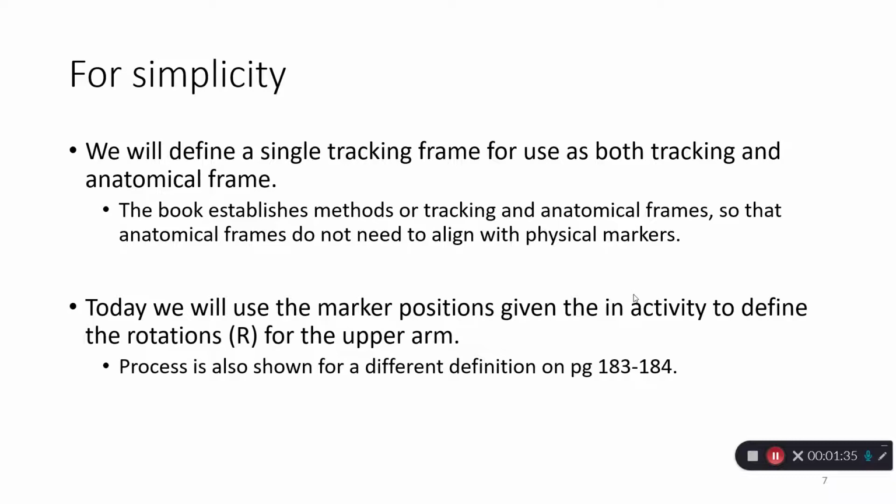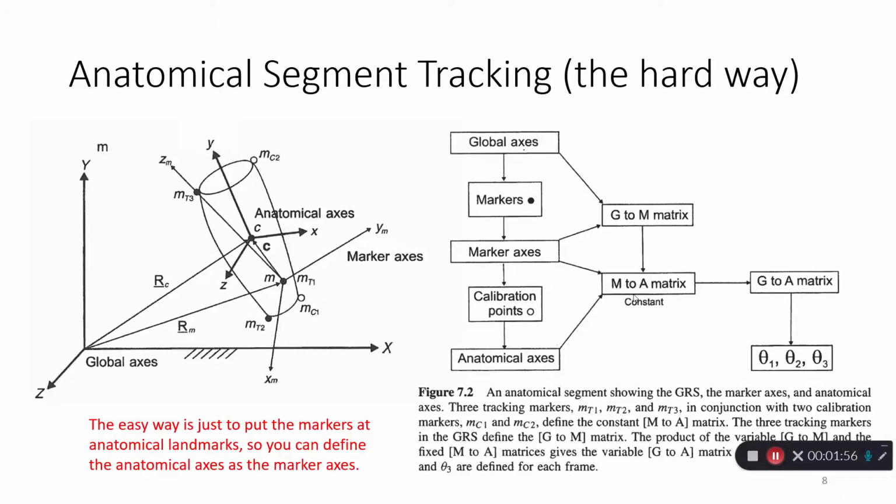Also today we're going to use the markers defined on the shoulder, the elbow, and the wrist to track the upper arm segment. The book gives another example of tracking using more arbitrary markers, but again, you can use any markers you want as long as you have a reasonable way of identifying where the anatomy is based off the marker positions. So this is the book's basic process.